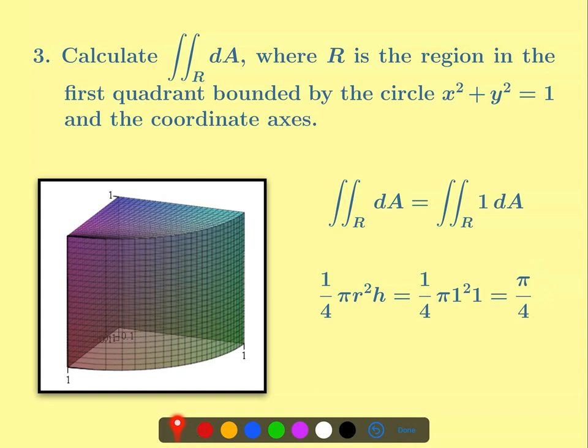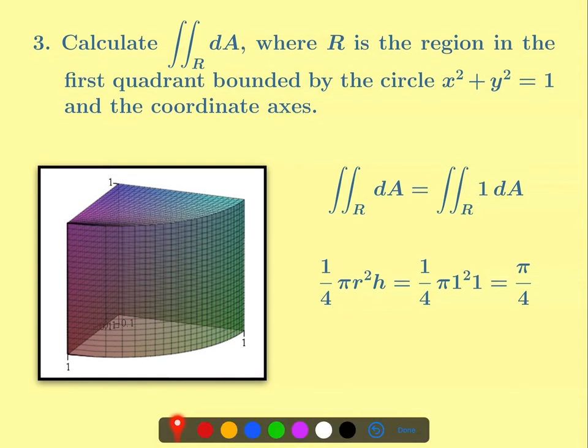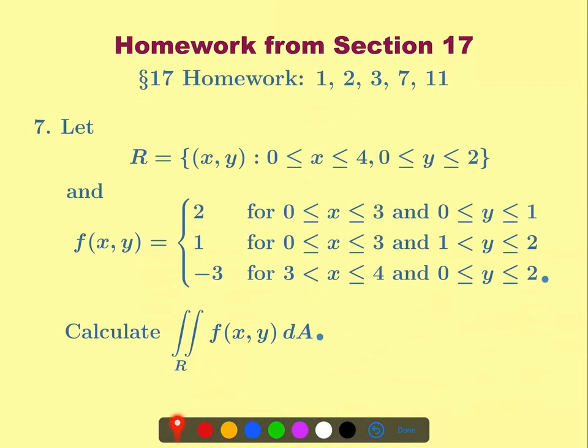And that answers number 3. So let's look at number 7. Here, the region we're integrating over is a rectangle. X is between 0 and 4, and y is between 0 and 2. But we see this is a piecewise function. F is defined differently in different parts of this rectangle.